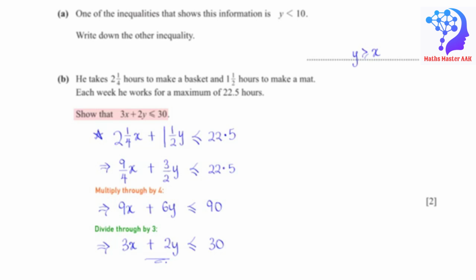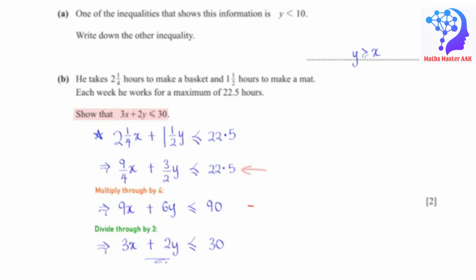If Rahim works a maximum of 22.5 hours each week, then it means that the total number of hours he spends making baskets and mats, which is 2 1/4 times x plus 1 1/2 times y, is less than or equal to 22.5. In the next step, we convert the mixed fractions into improper fractions. For 2 1/4, we have 4 times 2 plus 1, which is 9, divided by 4. For 1 1/2, we have 2 times 1 plus 1, which is 3, divided by 2.